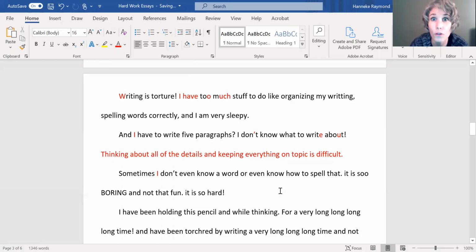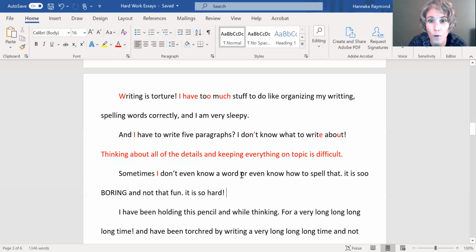Be very careful to stay on topic, ladies and gentlemen. One little sentence like that can drastically lower your score because this paper is not about math. It is just about writing. So be real careful not to do that.